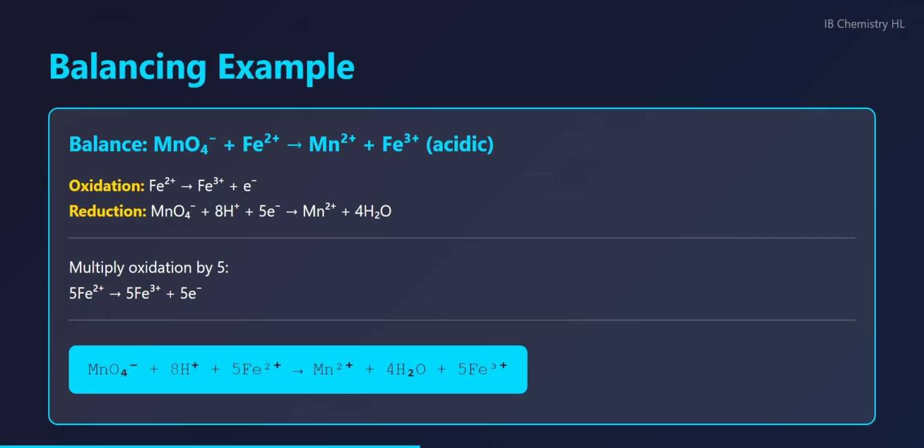Now multiply the oxidation half reaction by 5 to match the 5 electrons. 5 Fe2+ goes to 5 Fe3+ plus 5 electrons. Finally, add the two half reactions together. MnO4- plus 8 H+ plus 5 Fe2+ produces Mn2+ plus 4 H2O plus 5 Fe3+. The equation is now balanced.